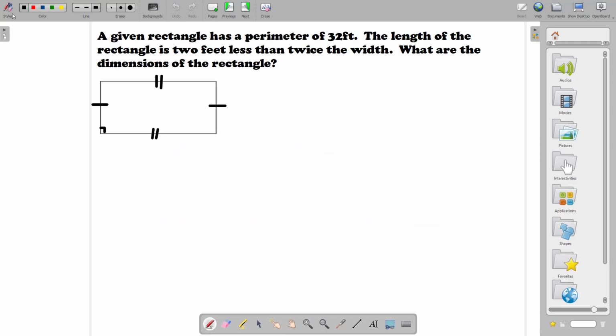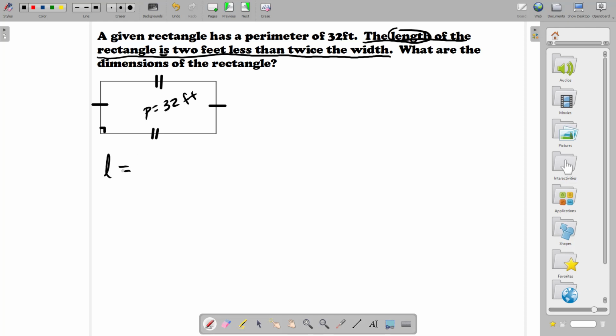In our first problem, it says a given rectangle has a perimeter of 32 feet. So our perimeter is 32 feet. And it says the length of the rectangle is 2 feet less than twice the width. That right there is the key sentence in this word problem. We need to pull out the key words. It says the length is. So we're going to say the length equals.